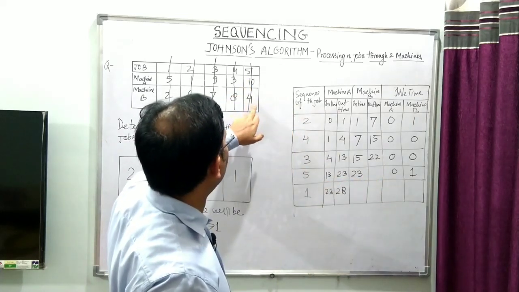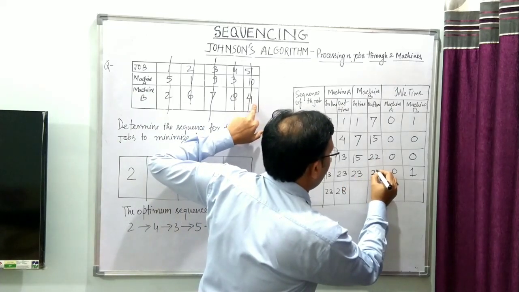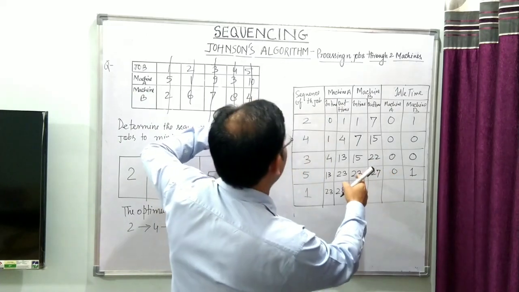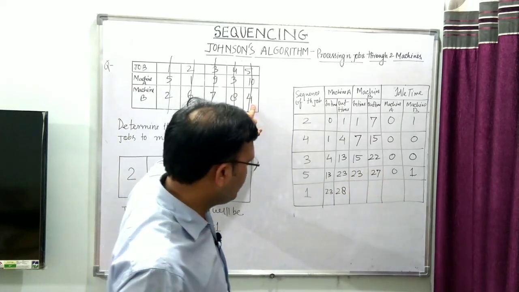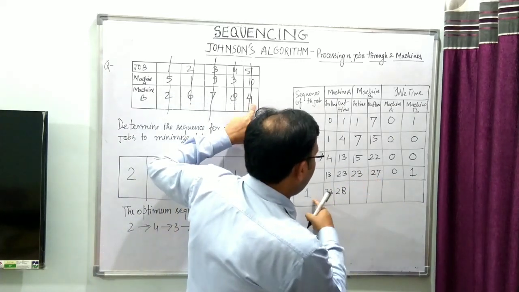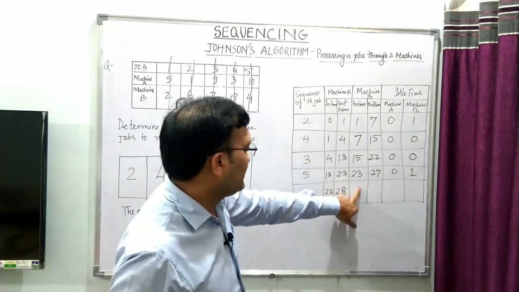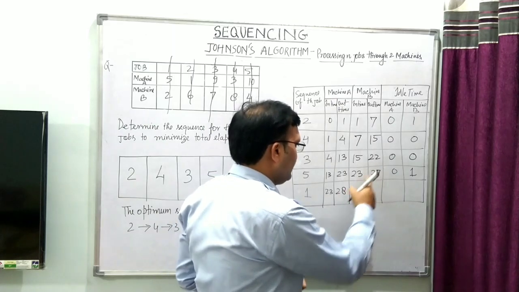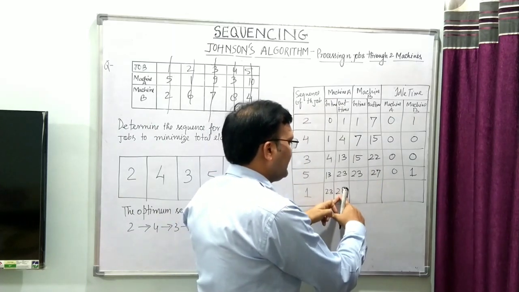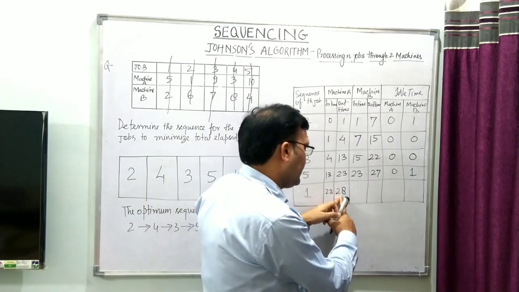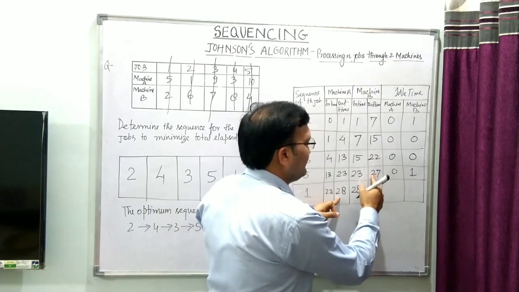So at 23 it will start. For job 5, how much time does it take? It takes 4 hours. So it shall be finishing its job at 27. 23 plus 4 is equal to 27, right? Now see, job 1 shall be starting at 28, right? At machine B, not 27, because machine A is still running. This has finished, but machine A is still running, right? So it will start at 28, not 27, right?